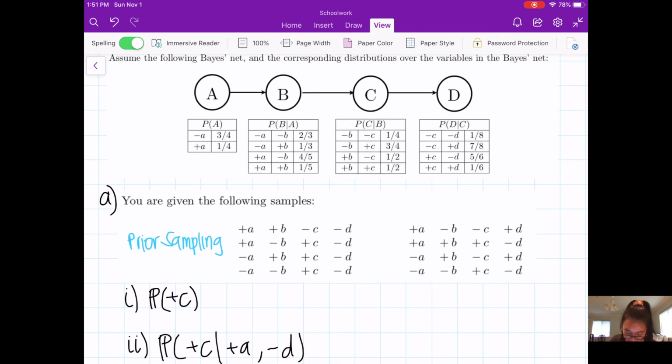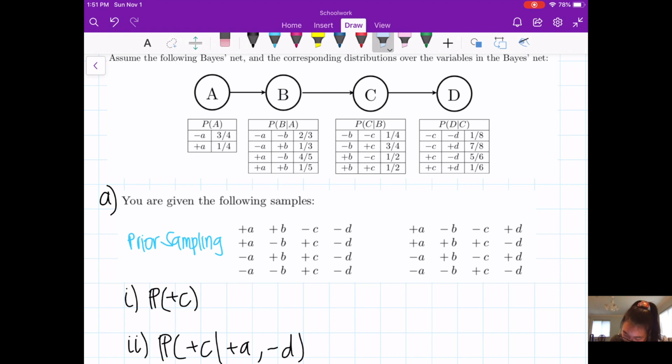Cool. So for the first one, we just have probability of positive C. So since there's no given, we can just literally go through and consider all the different samples and then just look for when they are positive C. So if I just go through, we see that positive C, positive C, positive C, positive C, and positive C. So 5 out of the 8 samples have a positive C value, so that would be representative of the numerator, so the 5 samples, and since there are 8 samples total, the denominator would be 8. So that means overall your solution for part A1 is going to be 5/8.